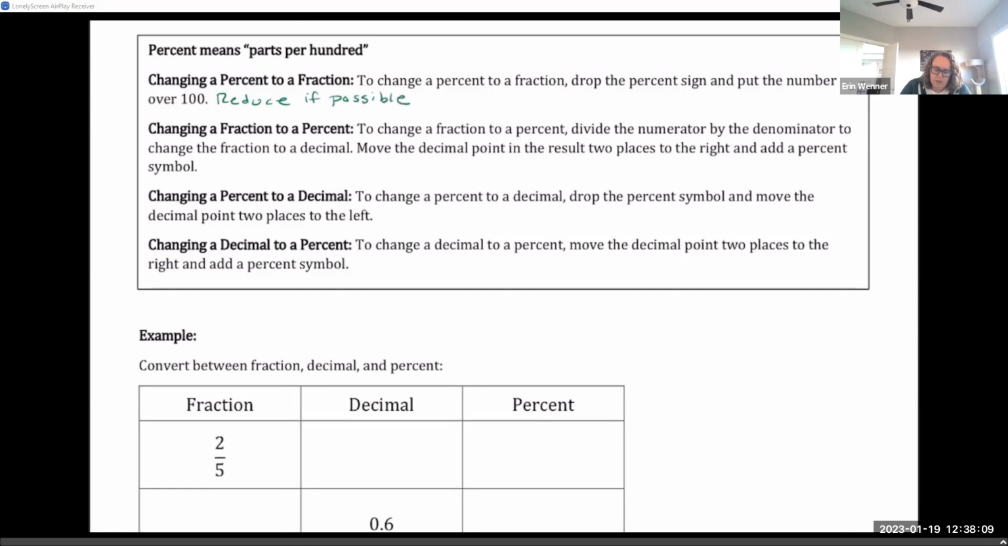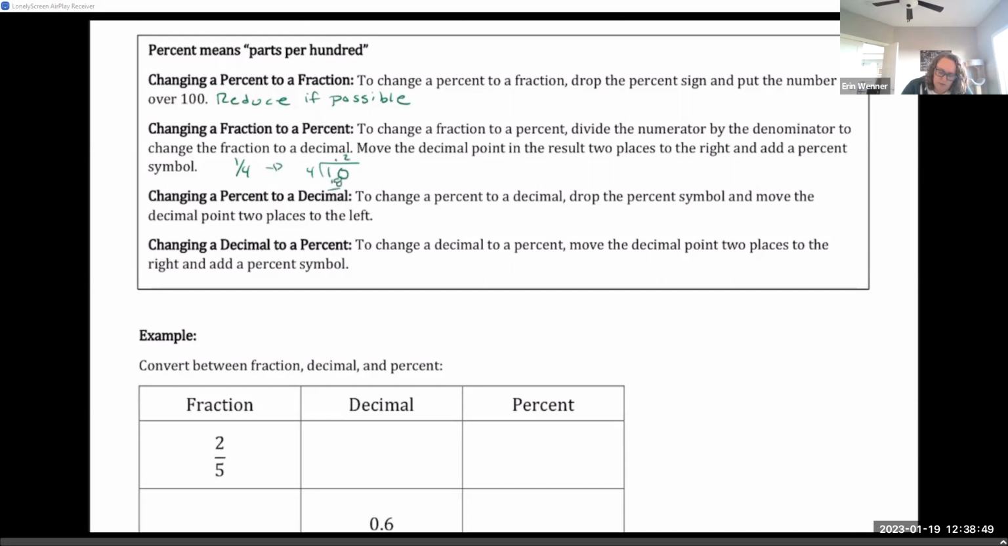Changing a fraction to a percent, we're going to divide the numerator by the denominator to change that fraction into a decimal. And then we'll move the decimal point in the result 2 places to the right and then add a percent symbol. So if I have something like 1/4, I'm going to take 1 and divide it by 4. Because 1 is less than 4, we have to add a decimal point and a 0 in order to create that division. So now 4 goes into 10 2 times.